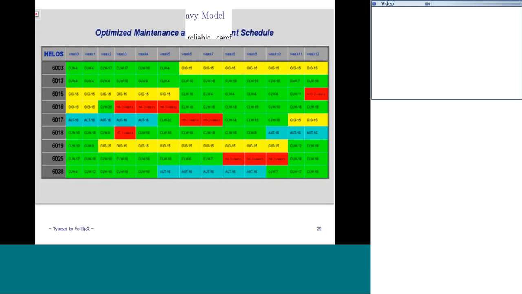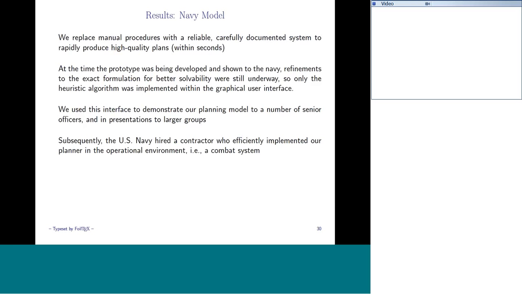All right. So for the Tomahawk model, we replaced the manual procedures they were using with something reliable that could be used in real time, in operation, in an operational theater that might not be conducive to solving a brain-twisting problem. They refined what they saw. We have a GUI I'll show you in a minute.